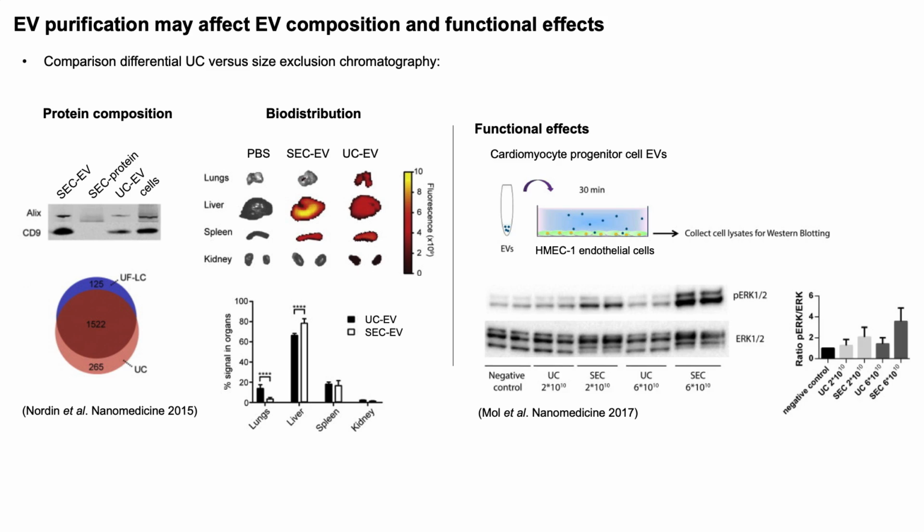And the functional effects may also differ, as shown by this elegant study. So here they measured the effect of cardiomyocyte progenitor cell EVs on activation of HMEC endothelial cells. And here the SEC purified EVs were more potent than the UC derived EVs. So this is important to keep in mind.